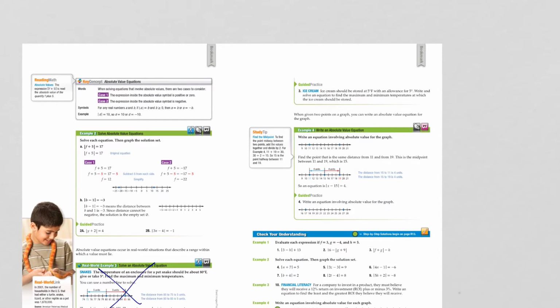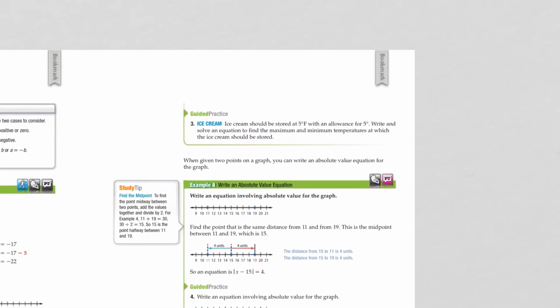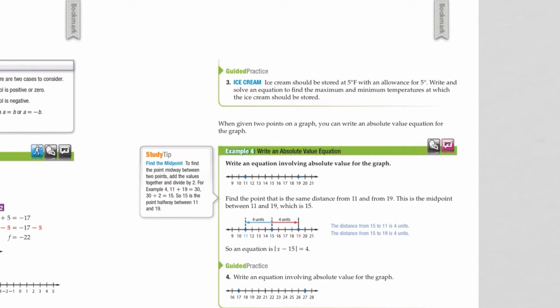Alright? Oh, here's the guided practice. It's way up here. So guided practice. It says, ice cream should be stored at 5 degrees with an allowance for 5 degrees. An allowance for 5 degrees means there's a leeway, you know. You can get 5 degrees off. Write and solve an equation to find the maximum and minimum temperatures at which the ice cream should be stored.